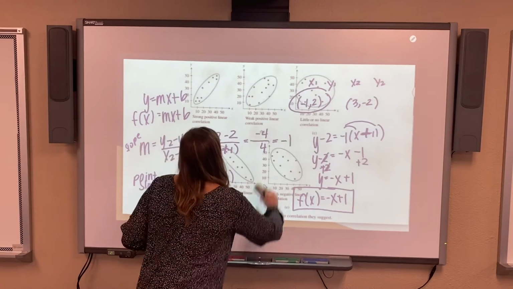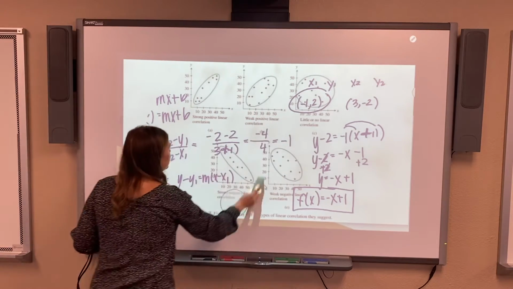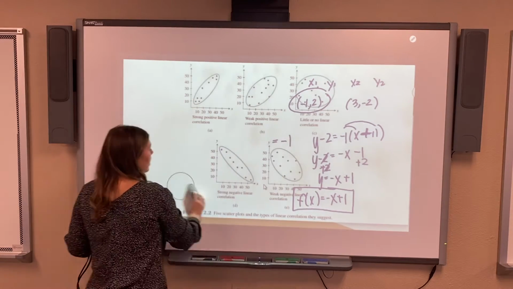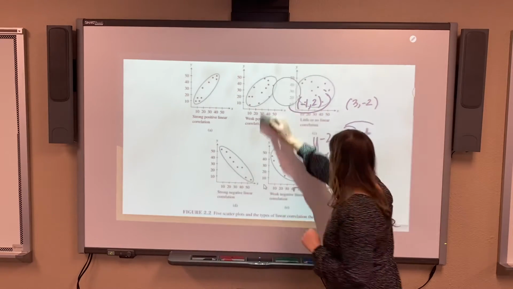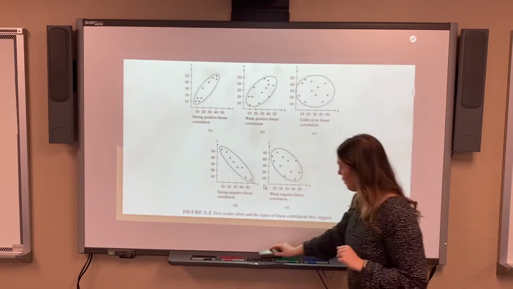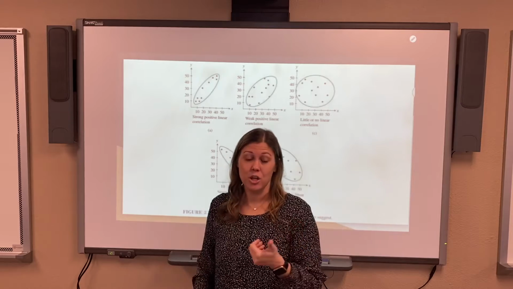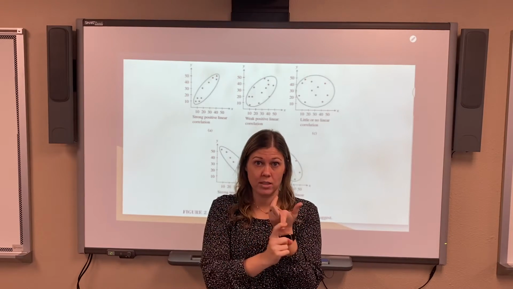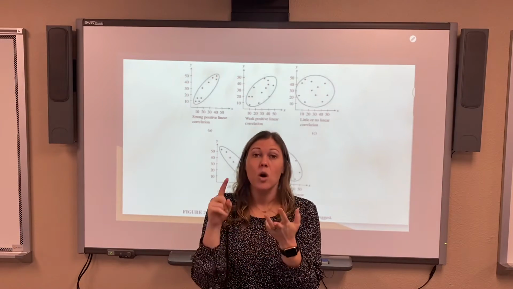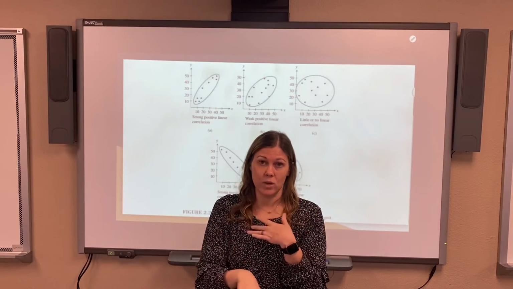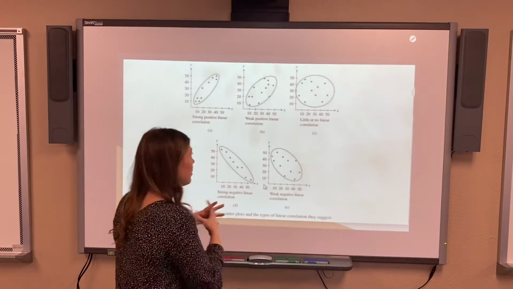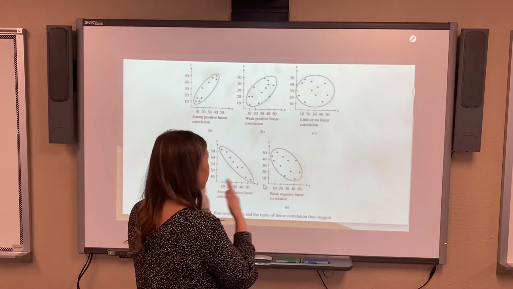Okay, now let's talk about correlation. If we have a scatter plot, data that we plot, there are 5 different types of correlation. You can have a strong positive and a weak positive, no correlation, or a strong negative and a weak negative. Think about your slope.